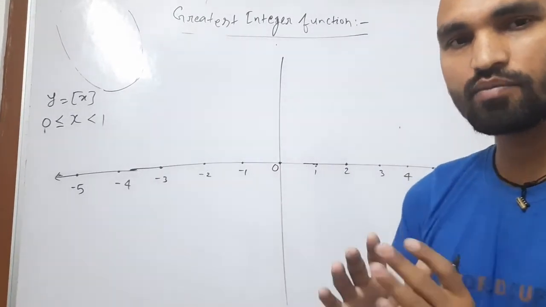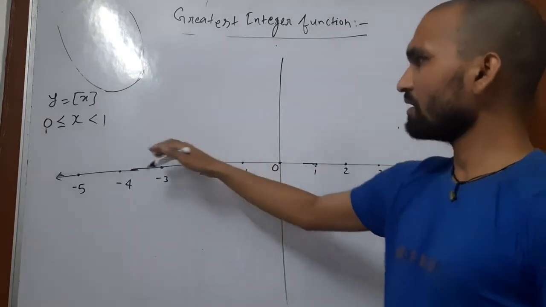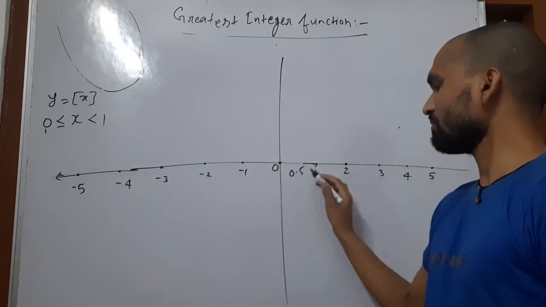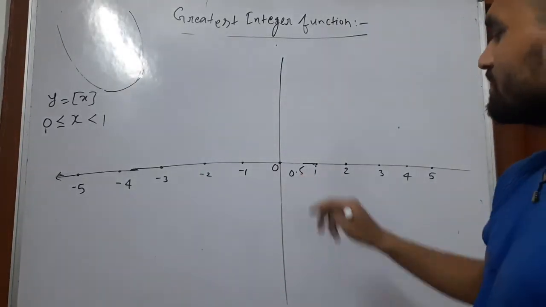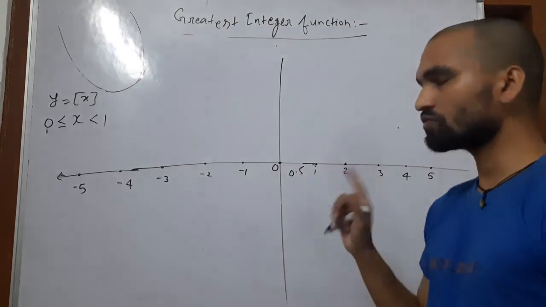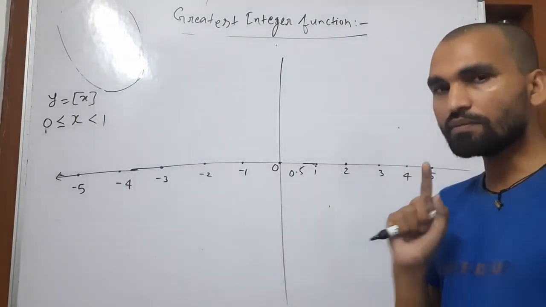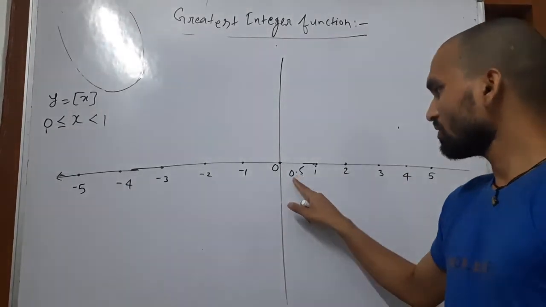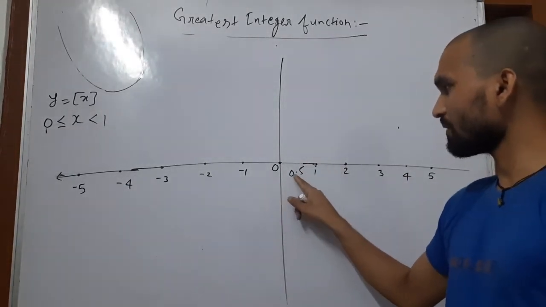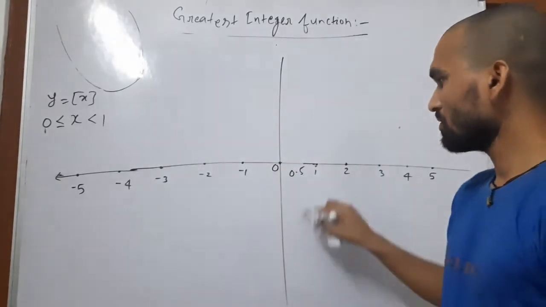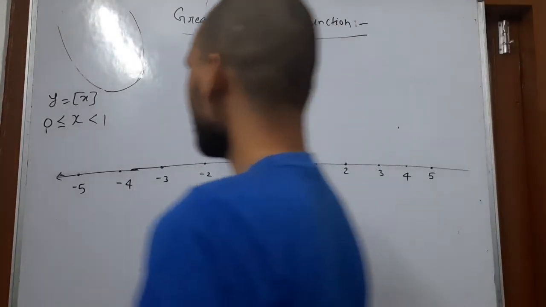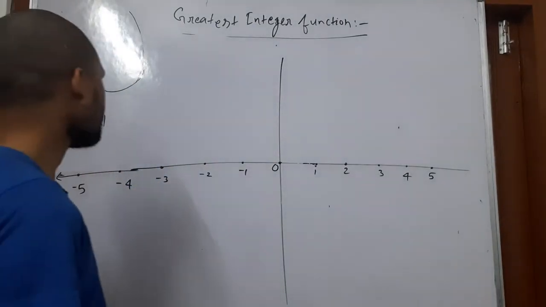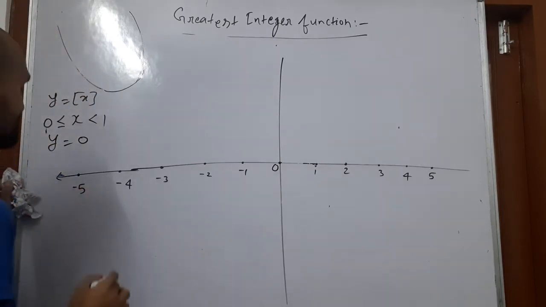You can take any value. If x is 0, y is 0. When x is 0.5, the greatest integer of 0.5 will be 0, because for a fractional greatest integer we should always take the left side value on the number line. So on the left side of 0.5 there will be 0. So starting from 0 and before 1, y will always be 0.